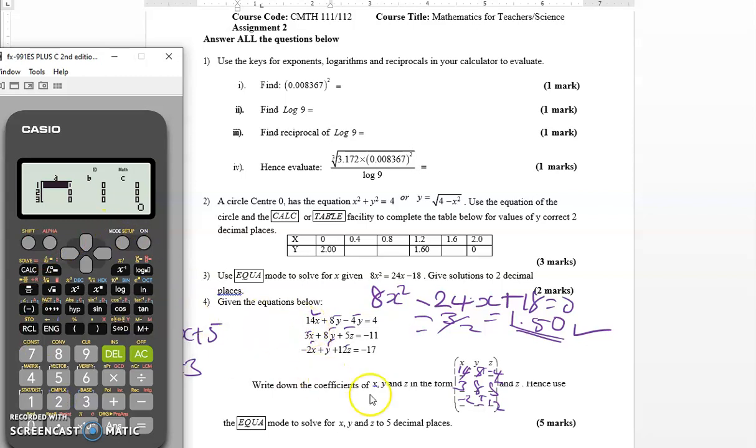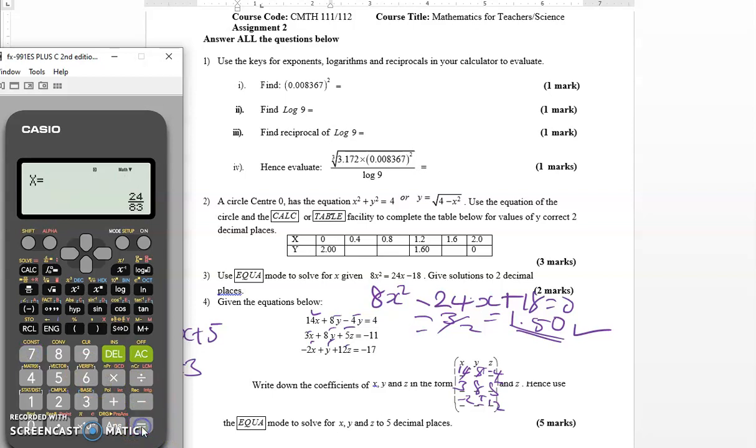and there we go. So let's put down those values. We have 14, we have 8, then we have -4, then we have 4, then we have 3, then we have 8, then you have 5z, then you have -11, then you have -2, then you have y is 1, simply put 1, then you have 12, and finally you have -17.